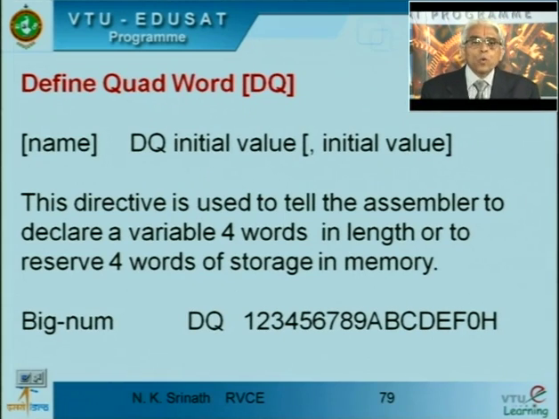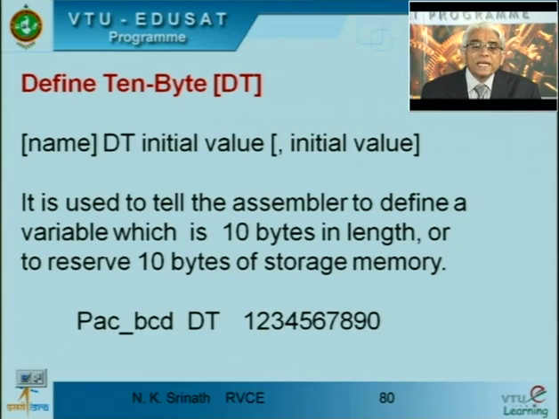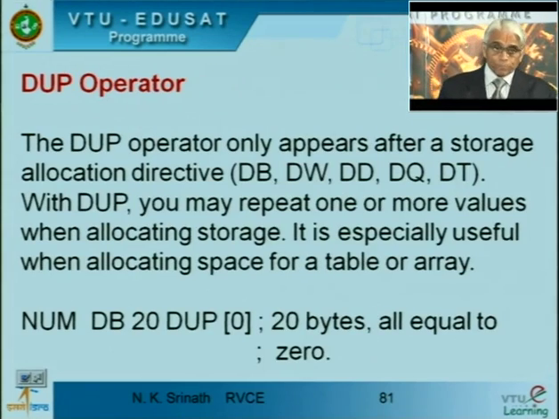We have defined quad word, so it is possible to talk about the quad word, and this directive is used to tell the assembler to declare a variable 4 words in length or to reserve 4 words of storage memory. So a big number could be stored in this manner. Define 10 bytes: it is also possible to store 10 bytes of data, and we call this a packed BCD number of 10 bytes, which is mentioned in the example here using DT as the assembler directive.